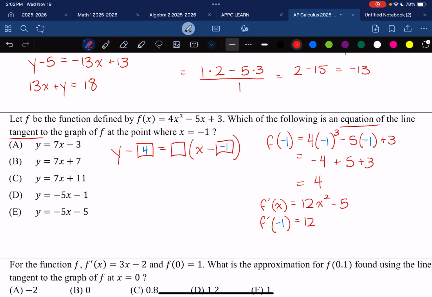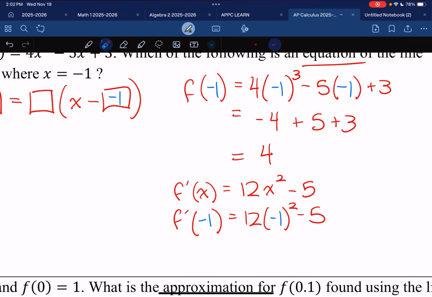This means I have 12 times my negative 1 squared minus 5. Let's write in the negative 1 with a different color. And again, now that I have an even power, I'm going to have a positive base. So I'll say 12 times 1 minus 5 is 7. Therefore, I can say my slope over here is 7.